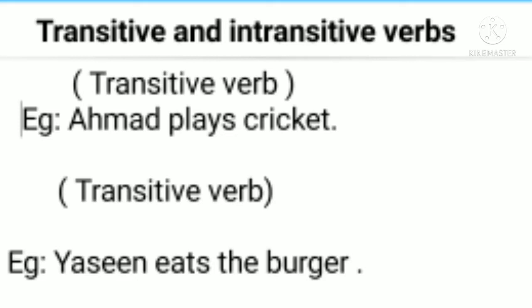Next example, for example, Yasin eats the burger. Still we have an object in this sentence, so this is to be considered a transitive verb. After Yasin we have the verb eats, and right after this verb we have the burger, that is an object. So therefore we must consider it a transitive verb, right?